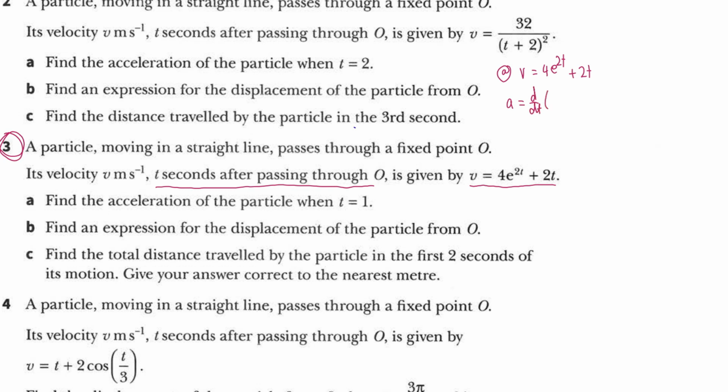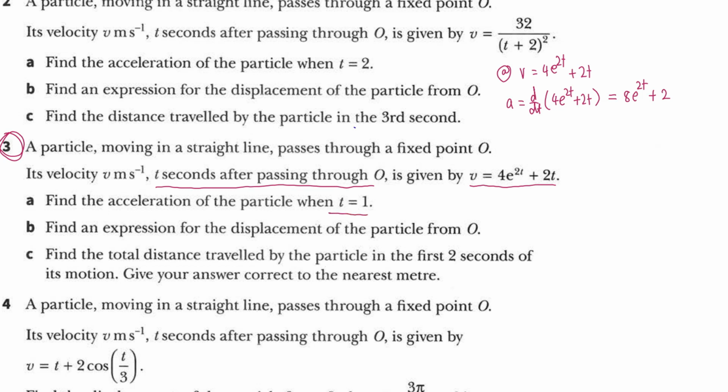dv/dt of the velocity expression, we are going to write 4e^(2t) plus 2t. So differentiating this exponential, the coefficient of t comes out, so 4 times 2 gives 8e^(2t), plus, if we differentiate 2t, only t goes, and 2 comes from there. So this is our expression for acceleration.